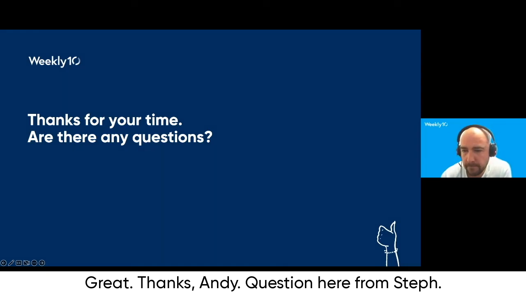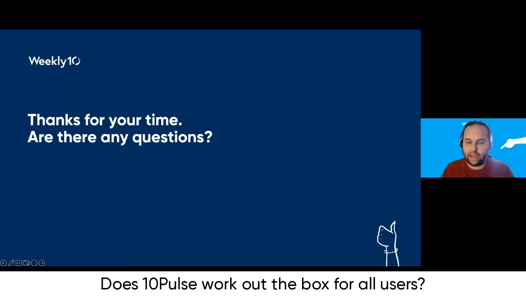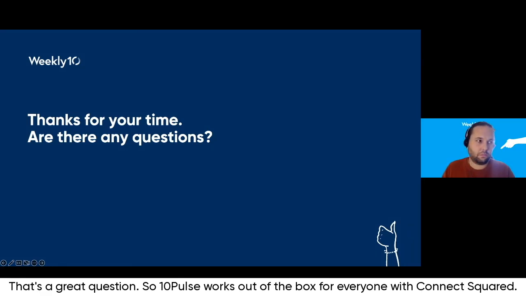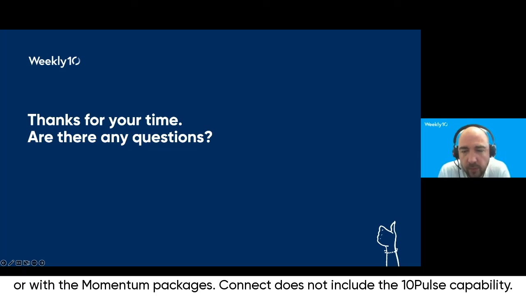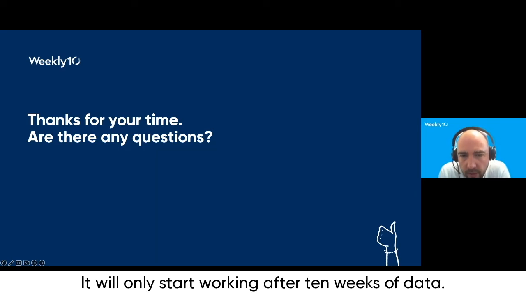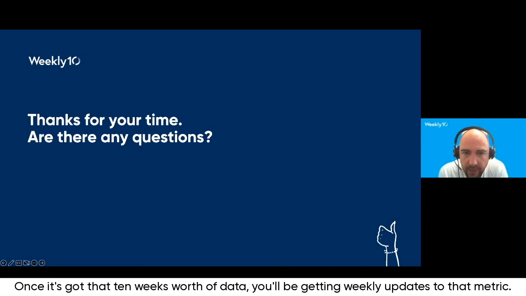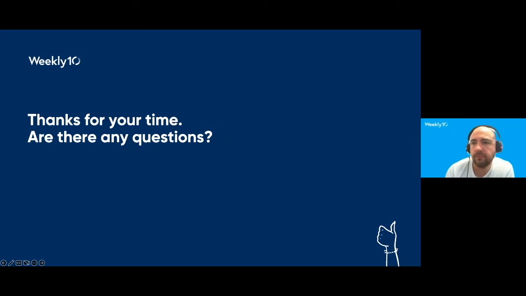Great, thanks, Andy. Question here from Steph. Does 10Pulse work out of the box for all users, or do we need a certain sort of license? Yeah, it's a great question. So 10Pulse works out of the box for everyone with Connect Squared or with the Momentum packages. Connect does not include the 10Pulse capability. It will only start working after 10 weeks of data. So you need to wait 10 weeks for it to start providing you with accurate data within the tool. Once it's got that 10 weeks worth of data, you'll be getting weekly updates to that metric.